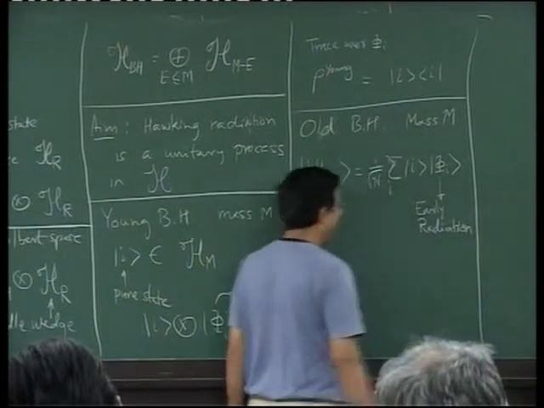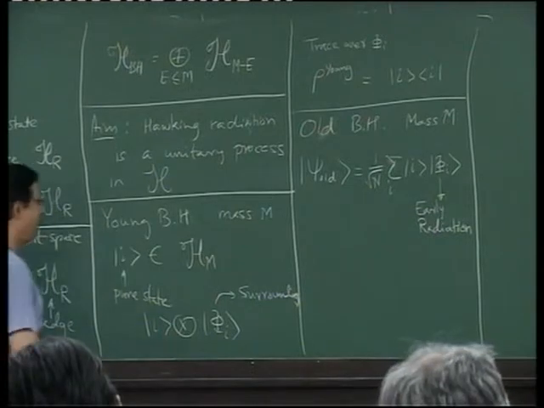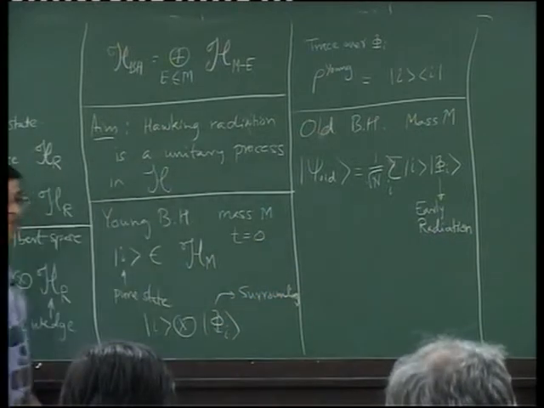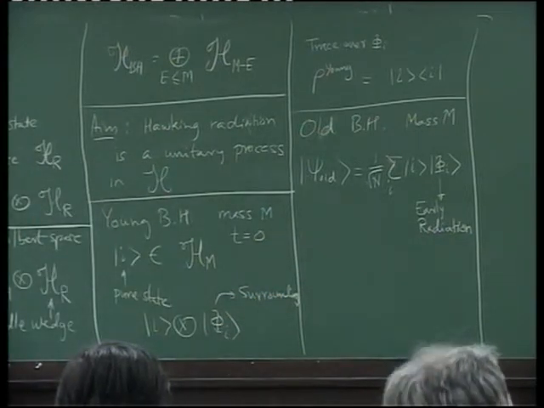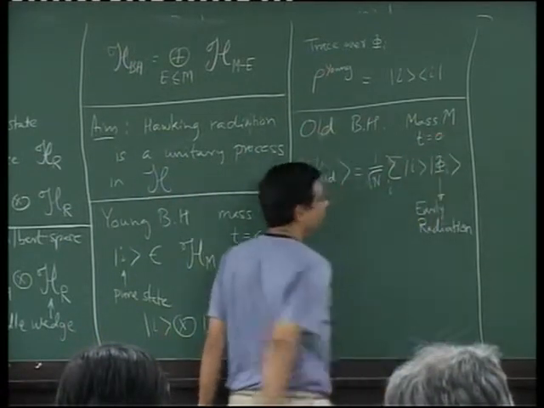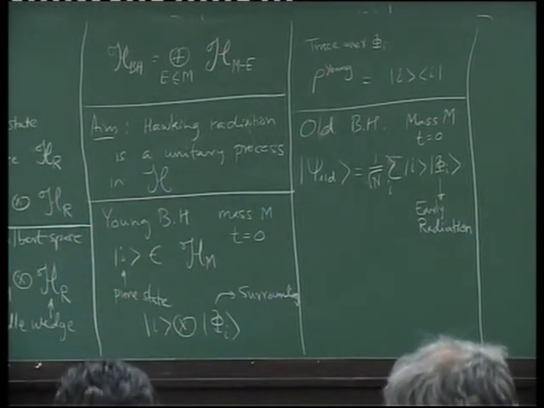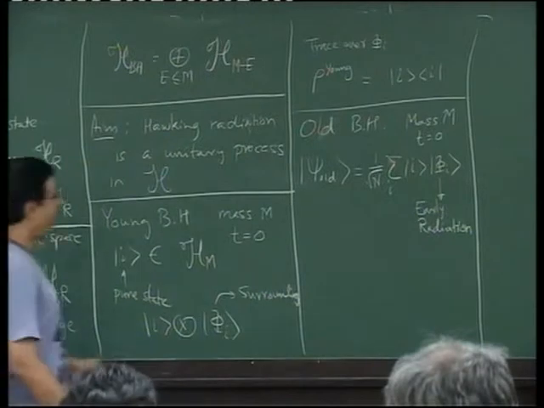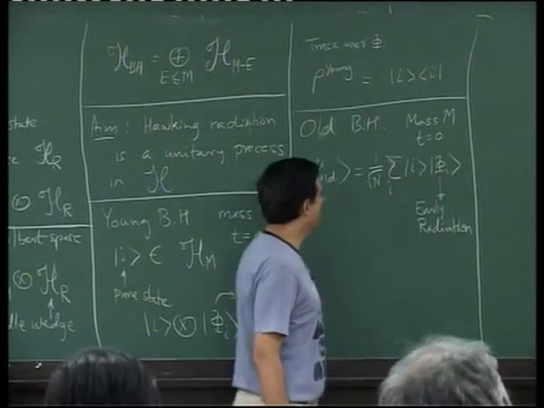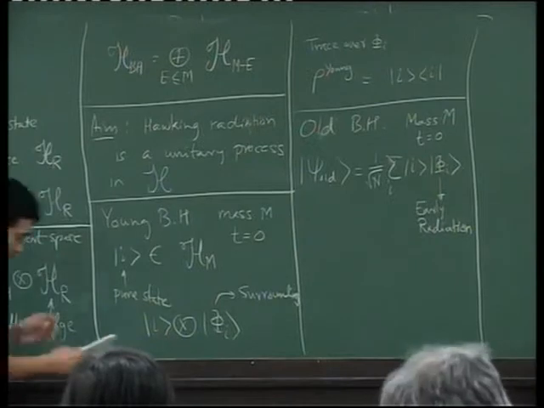Let me step back a little. When I say young black hole of mass m, I claim that I am doing this check at time t equal to 0. The black hole is just formed, and this is a statement about it. For the old black hole, the check is again at t equal to 0, but it was formed long ago, at a very large negative t, and it has been radiating. And here is the entangled state where phi_i corresponds to early radiation and |i> corresponds to some of the black hole microstates.